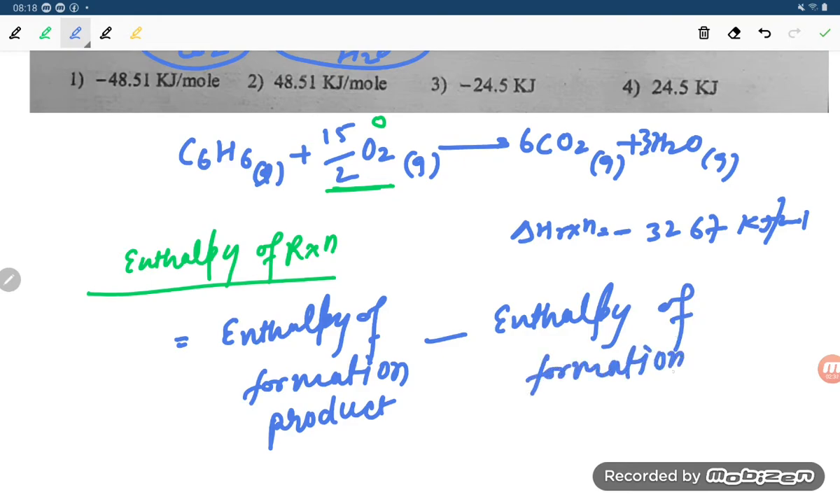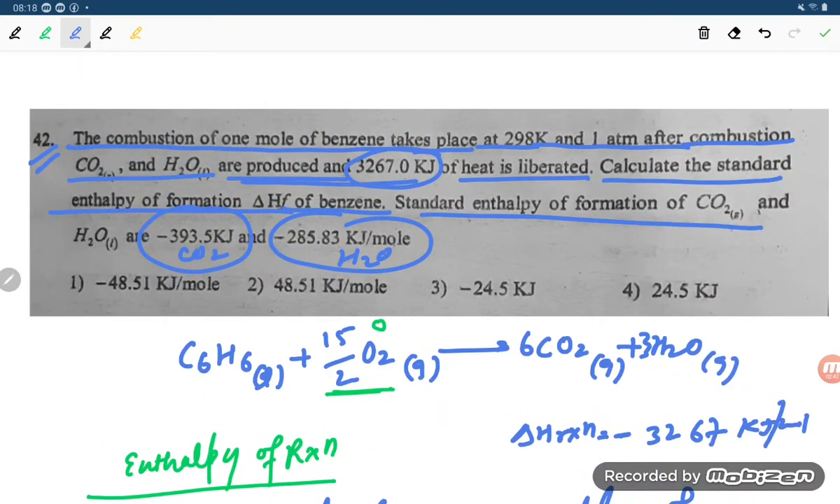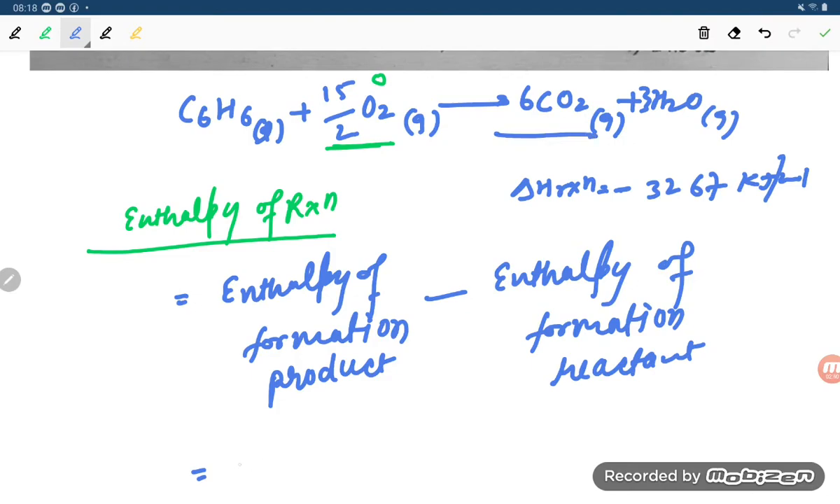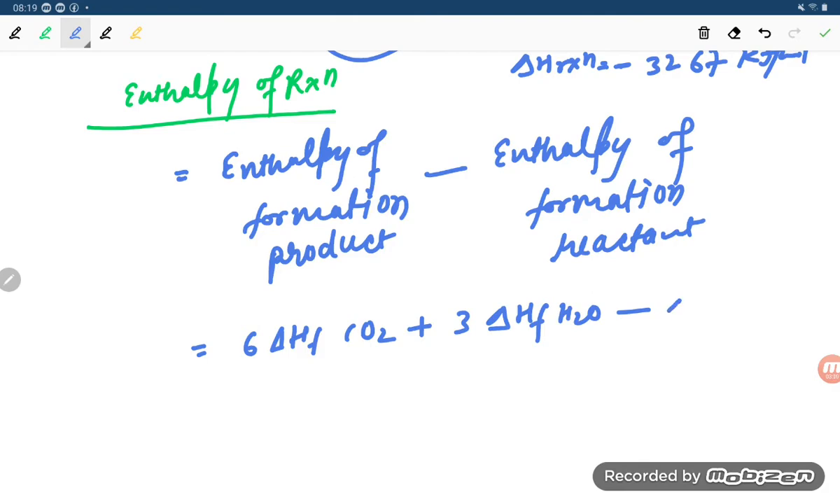So what are there on the product side? Product side has carbon dioxide and water. How many carbon dioxide? 6. So we can write 6 delta HF CO2 plus 3 delta HF H2O, minus what? Oxygen is in its standard state, having 0. Minus delta HF of benzene, delta HF benzene C6H6.